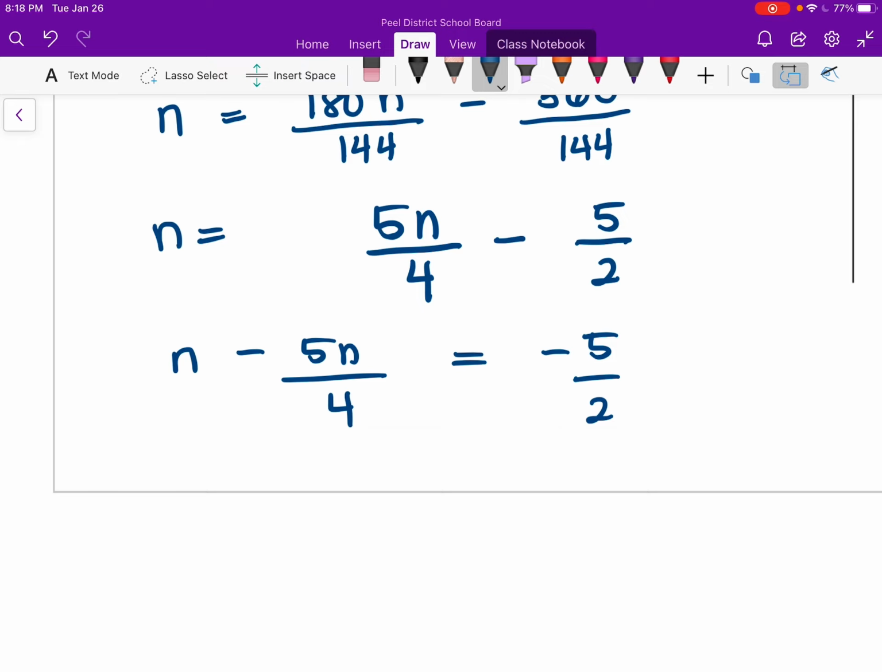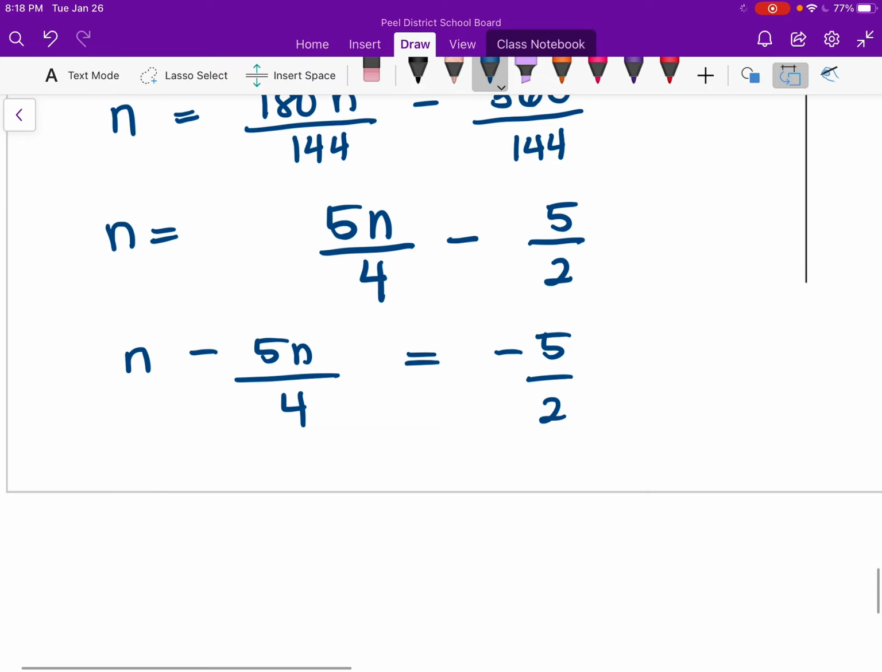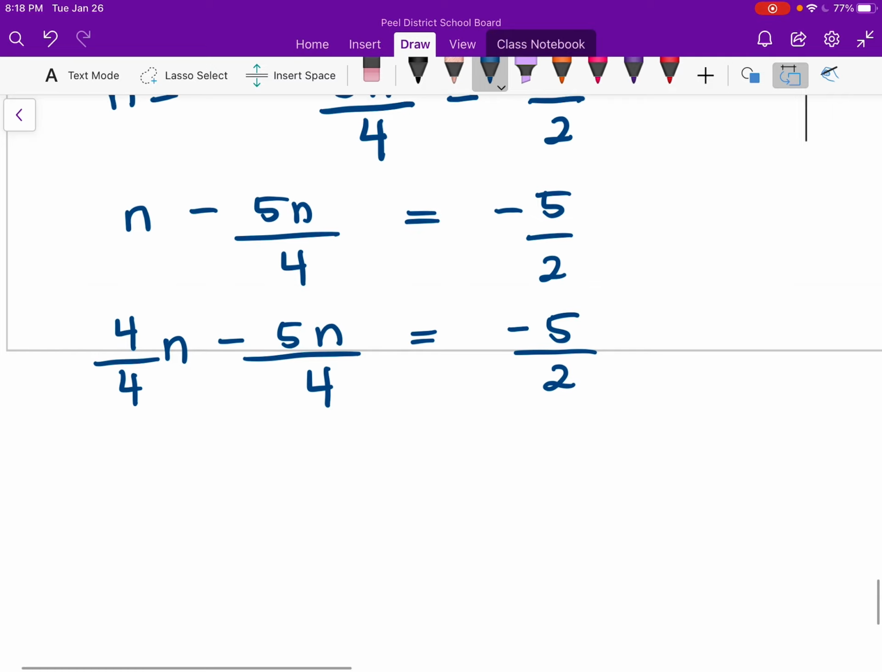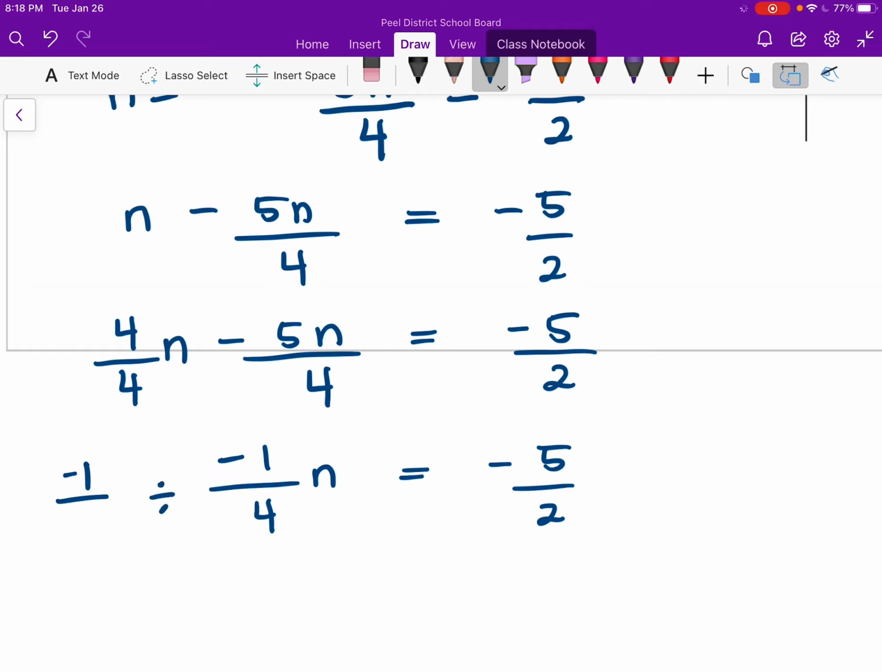Now I need to make this n into an equivalent fraction. So it's going to be 4 over 4n minus 5n so that I can actually do the math here, is equal to negative 5 over 2. And let's just solve together. So 4 minus 5 is equal to negative 1 over 4 multiplied by n is equal to negative 5 over 2, right? I'm going to divide both sides by 1 over 4.